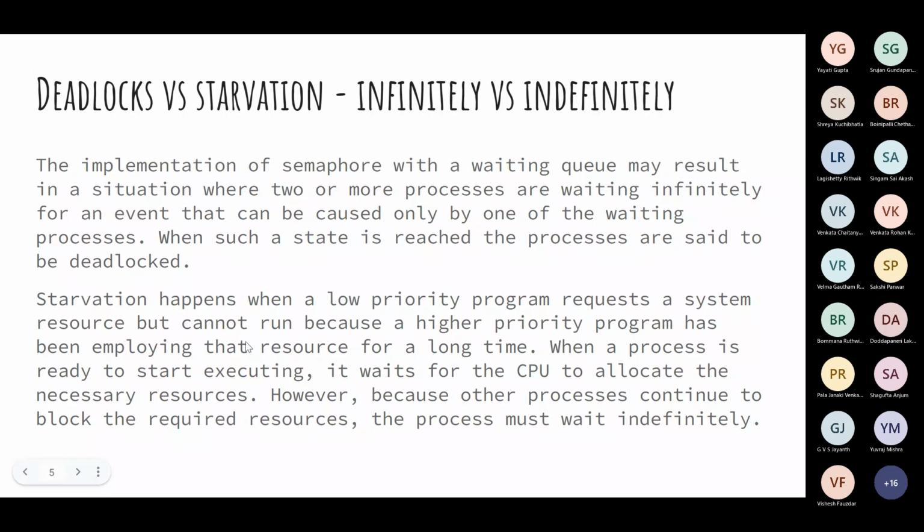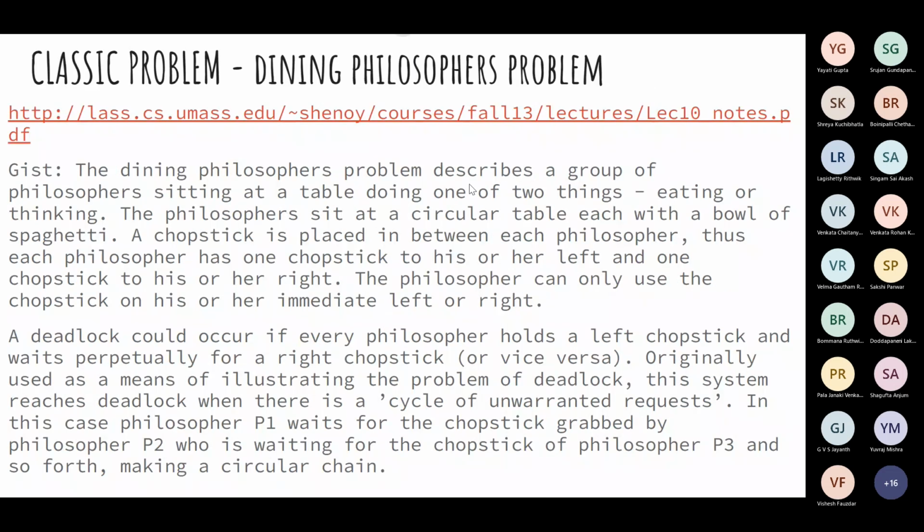The difference between starvation and deadlock is that in starvation, a low priority program can never get executed because a higher priority program just keeps using up the resource every time. So it's an indefinite wait, but not an infinite one like a deadlock, where you can't really do anything about it. We can understand the concept of deadlock using a classical problem called the dining philosophers problem.